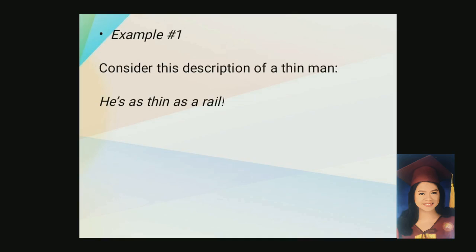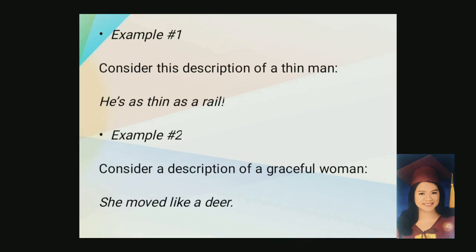For example, consider this description of a thin man. He is as thin as a rail. Consider a description of a graceful woman. She moved like a deer.